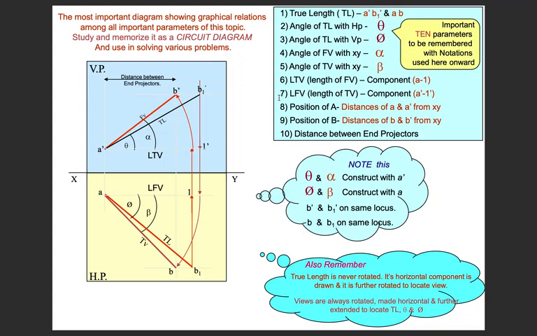And note all these points, and also remember the true length is never rotated. Its horizontal component is drawn and it is further rotated to locate the view. Views are always rotated, made horizontal and further extended to locate the true length, theta and phi.